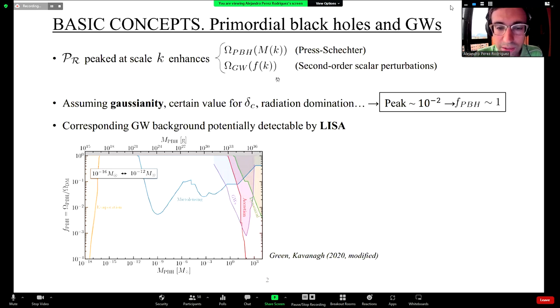Further, assuming a Gaussian distribution for the fluctuations, a certain value for the critical overdensity for the collapse and the reentry of perturbations during radiation domination, we know that for primordial black holes of a certain mass to account for the totality of dark matter, we need a peak in the power spectrum of order 10 to the minus 2, which according to current constraints is only possible in this window of masses here. Furthermore, the corresponding gravitational waves to this kind of peak have the right amplitude at the right frequencies to produce a signal potentially detectable by LISA.